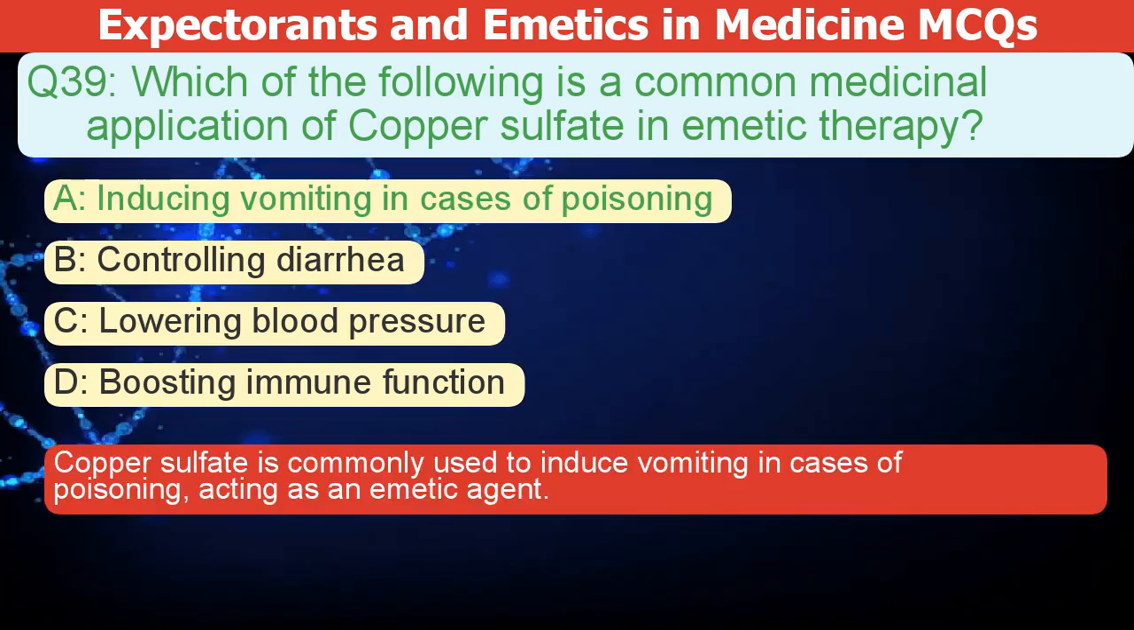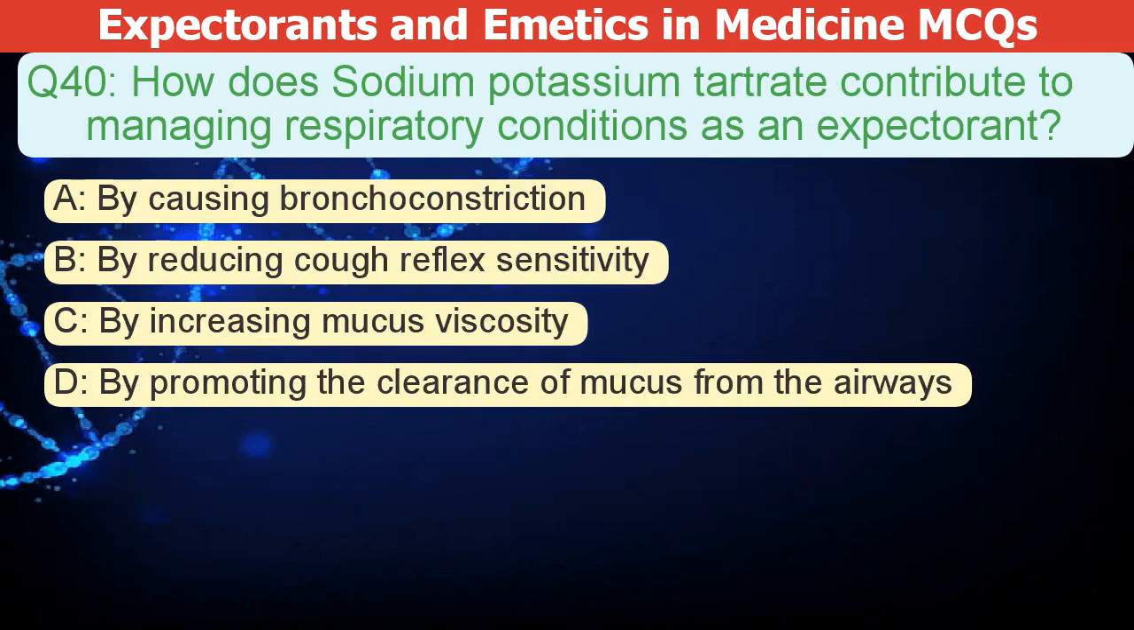The correct answer is A. Copper sulfate is commonly used to induce vomiting in cases of poisoning, acting as an emetic agent. How does sodium potassium tartrate help manage respiratory conditions as an expectorant?